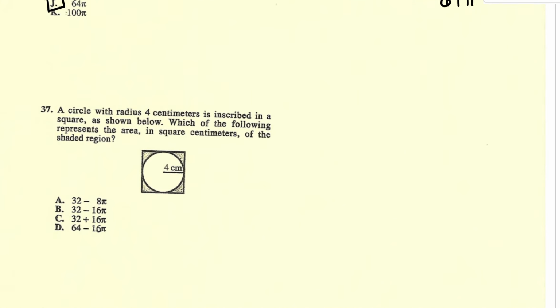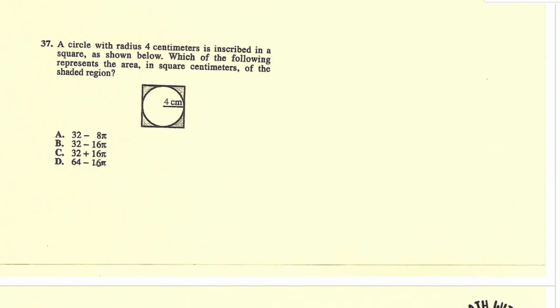All right, let's take a look at 37. And you notice this set of problems that we're doing until the end, these are shaded region problems, and they're very, very common on the ACT.